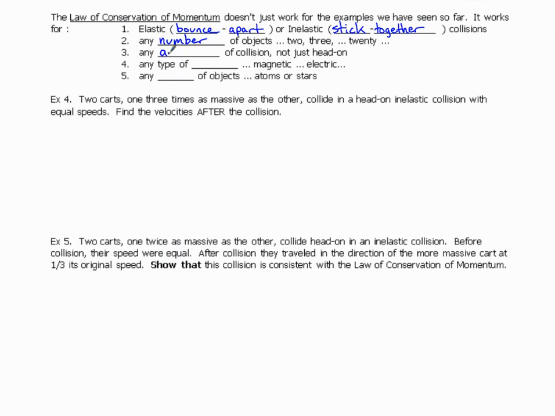It also works with any angle of collision. So it doesn't have to be a head-on collision. They could be coming in at an angle. They could be at 90 degrees, any angle. It could be any type of collision. Some later on topics, it could be magnetic, it could be electric, whatever the reason behind it was. And it also could be any size of objects. Could be objects as small as atoms. It could be objects as large as a star.